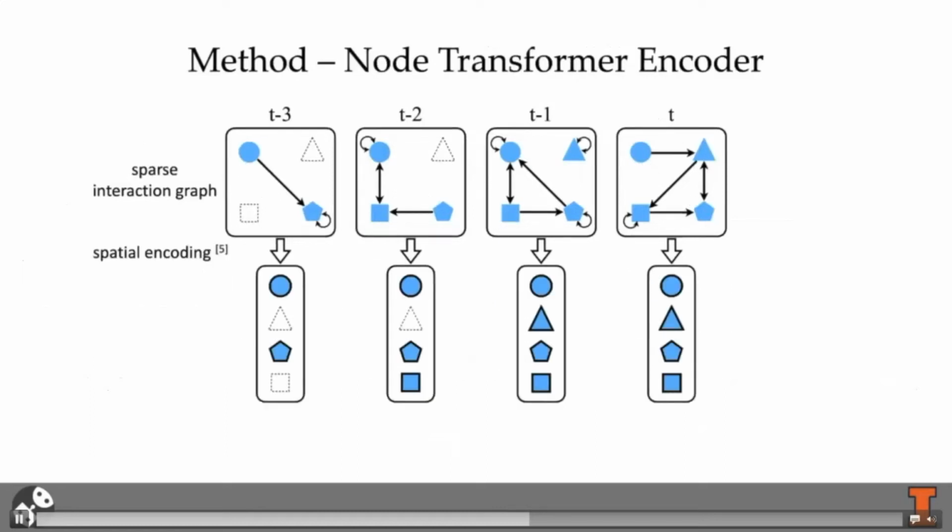Given the sparse interaction graphs, we can perform spatial encoding for pedestrians at each time step. We use the adjacency matrix to represent edge existence in the sparse interaction graphs. And we adapt the social transformer to take the adjacency matrix as the attention mask for spatial encoding. We name the spatial encoding module the node transformer encoder.